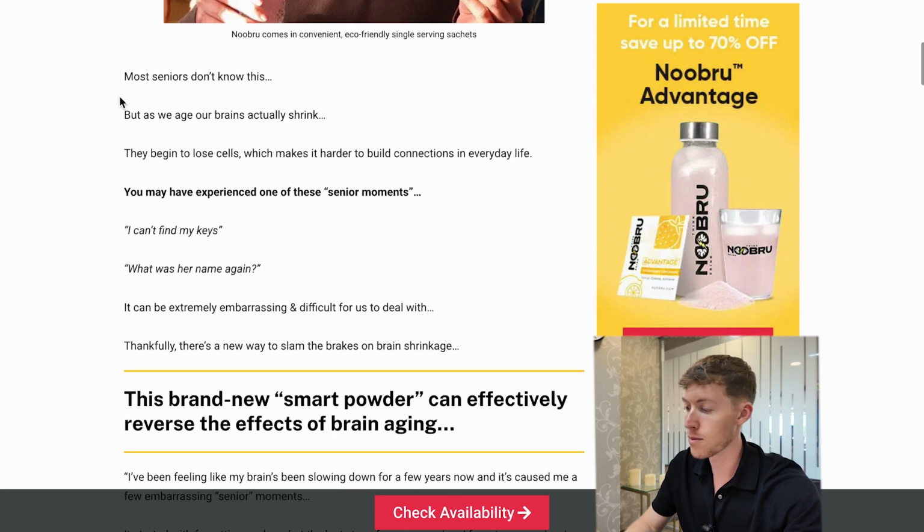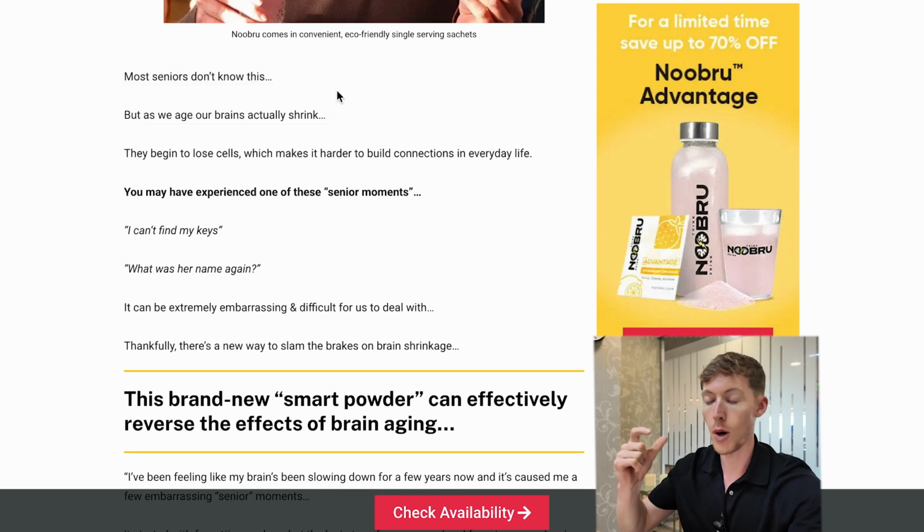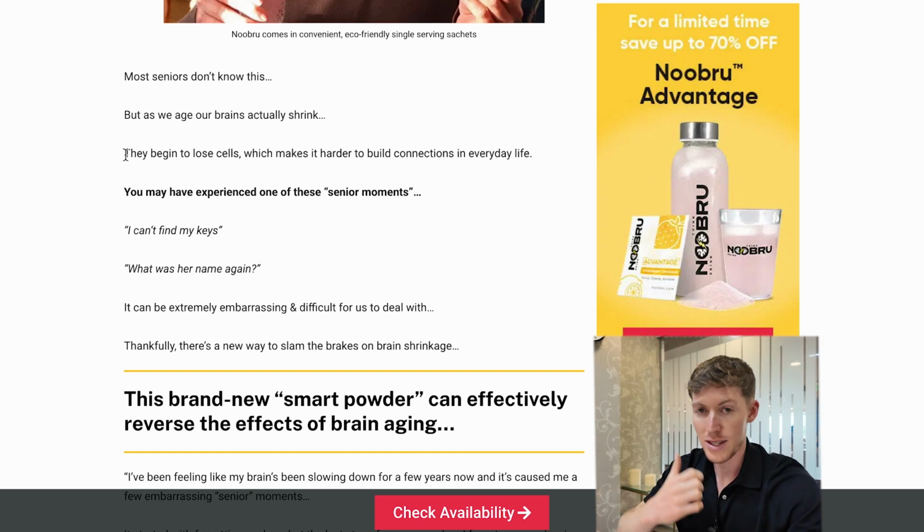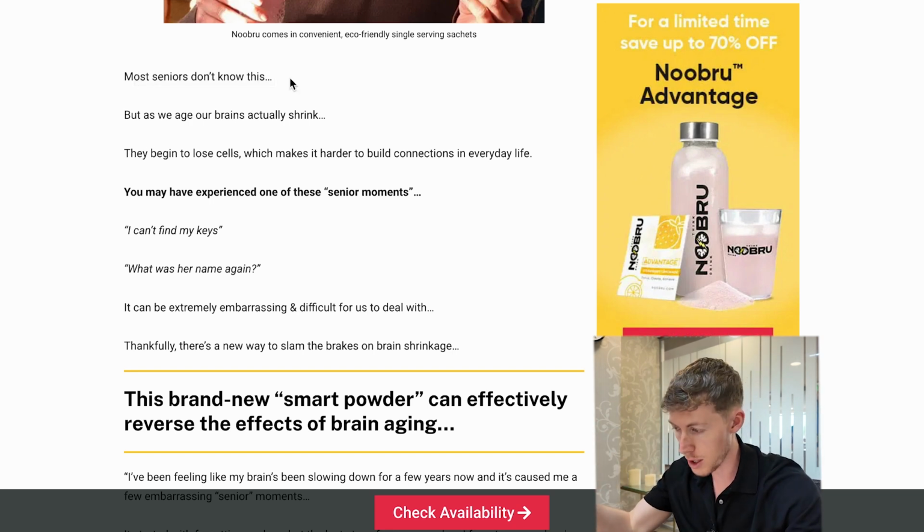So as we get into it here, it says most seniors don't know this, but as we age, our brains actually shrink. So, curiosity loop open. Okay, well, that's what we're doing here. We're also establishing authority by saying most seniors don't know this, like we know something that you don't. And we're opening up the ability to educate the audience, which is really what we want to do here. Before we introduce any product, we want to educate, so that customers are on the same page. And then once we're there, we can transition them into a solution and then a product.